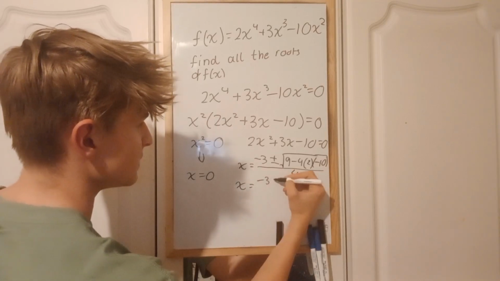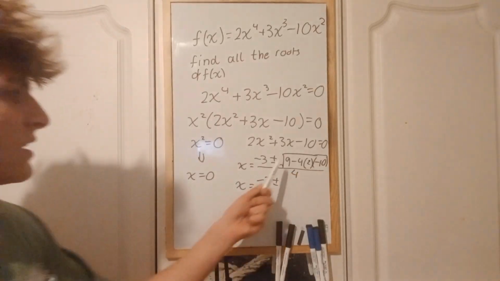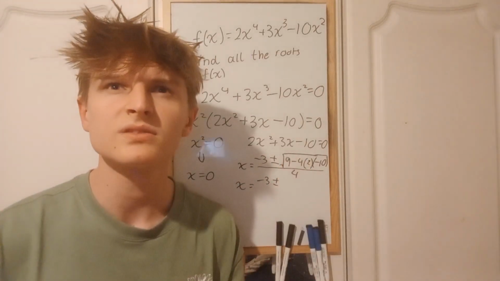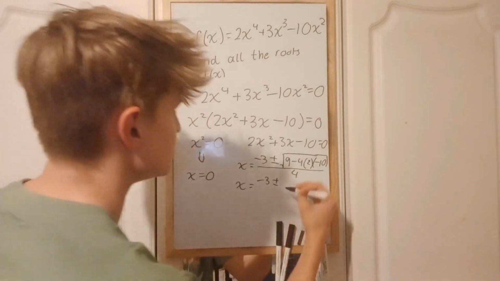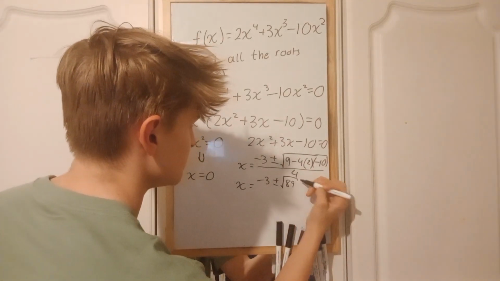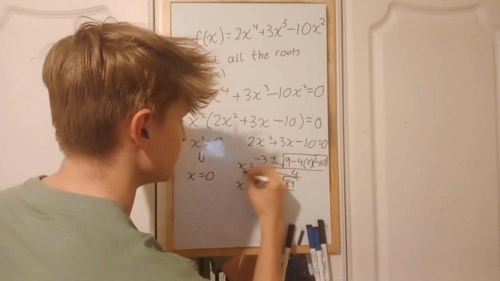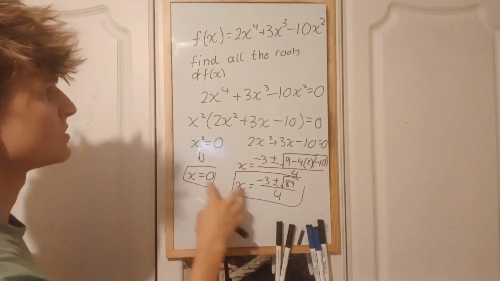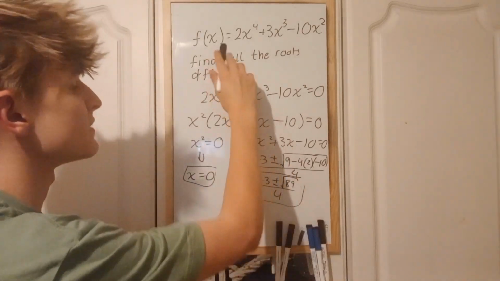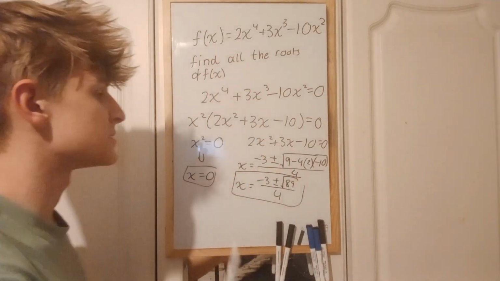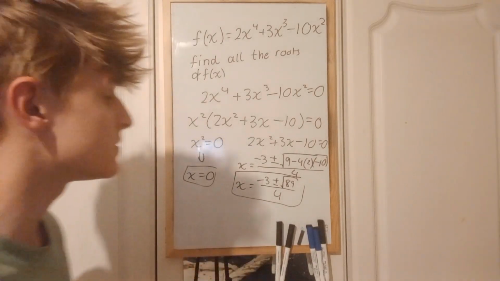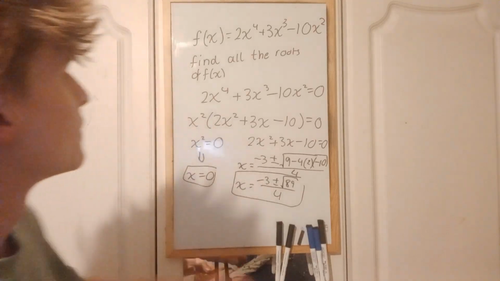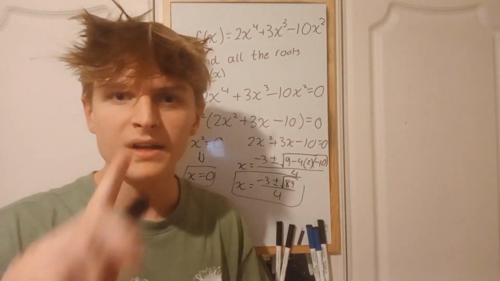That's negative 3 plus or minus, okay, negative and negative cancel out, so that's 9 plus 4 times 2 times 10, so it's 9 plus 80, so it's 89. So root 89 over 4, and boom. We can't get any more solutions, so these are all the three roots of f of x. They're x equals 0, x equals negative 3 plus root 89 divided by 4, and x equals negative 3 minus root 89 over 4.